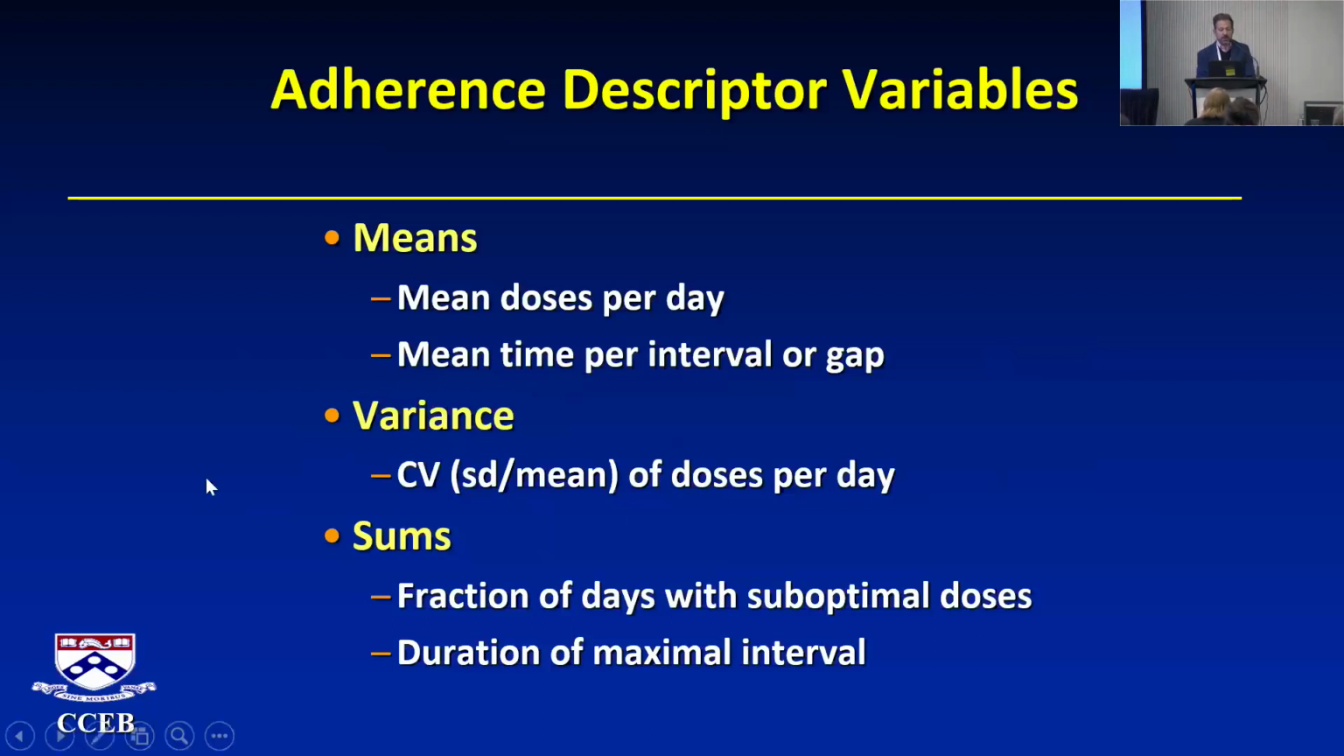So the mean doses per day is essentially the percentage of doses taken, but how long is the time interval or gap? What is their average time gap between doses? Or one of my favorites is the coefficient of variation. You take the variance. How much wobble is there between their doses? So they take it at 8 one morning and 8:15 the next morning and 7:59 the next morning and 8:03 the next morning.